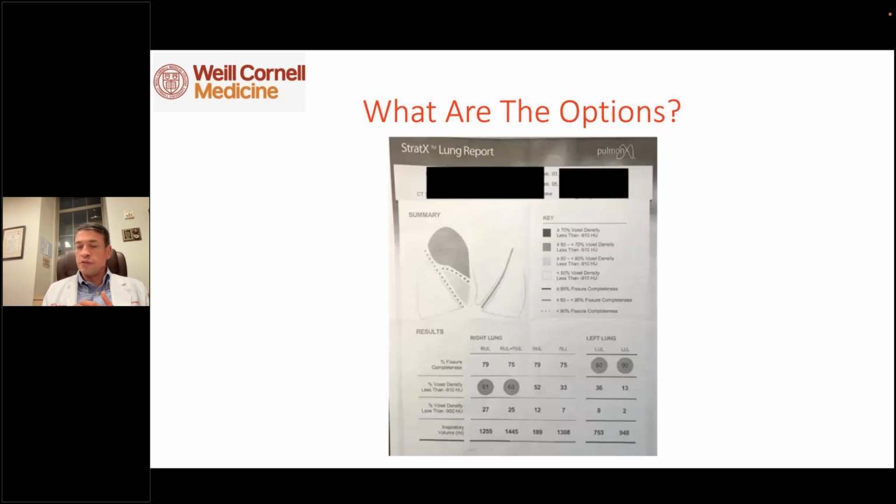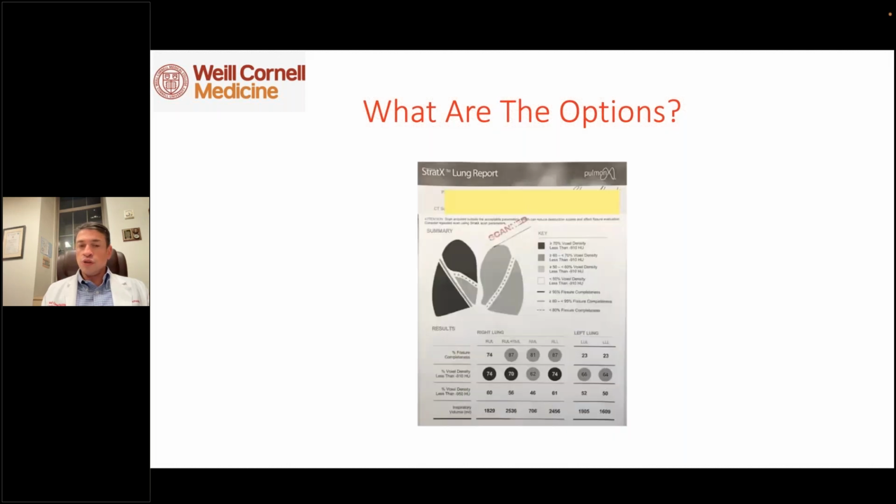So these are some of the examples of how it's important to be able to think broadly and really function in a multidisciplinary environment, because a lung volume reduction program is obviously a lot more than just valves, but really tailoring the approach to each individual patient.